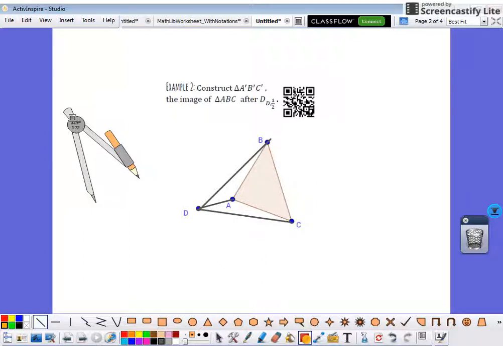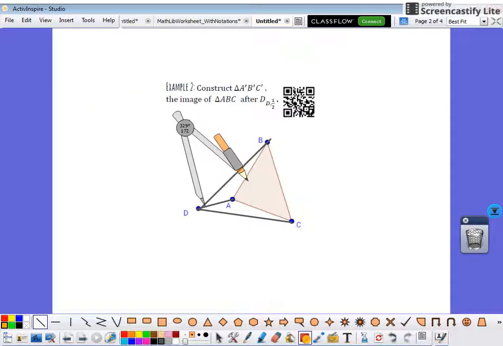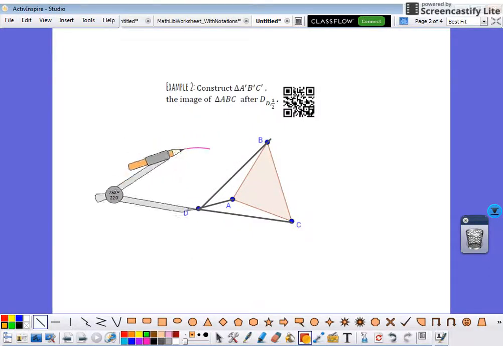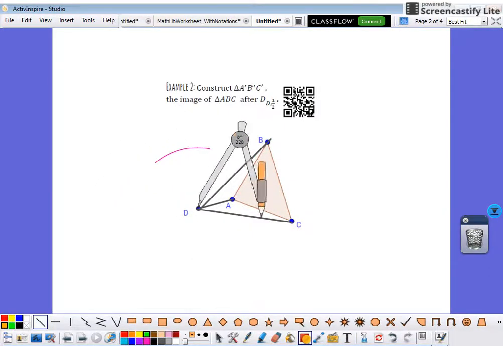Unlike the previous construction, I don't have to go past those points because we're shrinking it, or bringing it closer to that center of dilation. I want to cut the distance in half, so I have to find the middle of this segment. The construction that we can use to find the middle of the segment is your perpendicular bisector construction, because that will lead us to the midpoint.